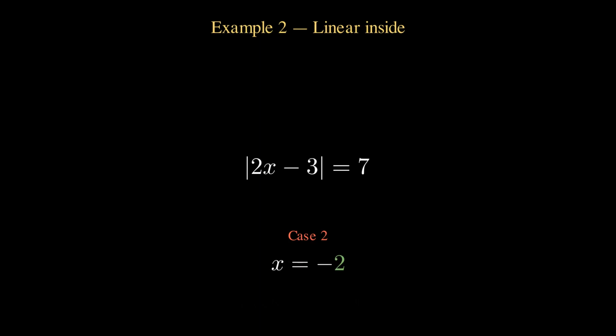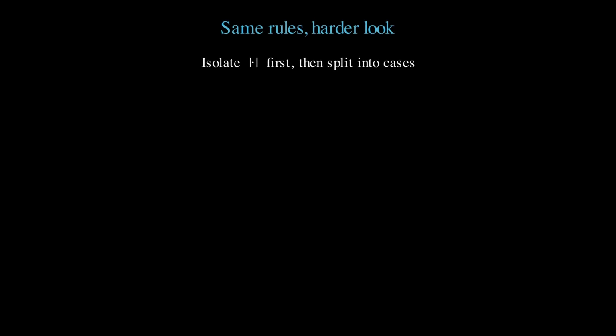Plug both back into the original equation to confirm they work. That is a good habit on the SAT, and it catches sign errors. If the equation is slightly more complicated, nothing changes about the rule. You still need the absolute value alone before you split. You still solve two linear equations. You still check both answers if the problem gives you time. On a timed section, that discipline saves you from silly arithmetic slips that cost real points.